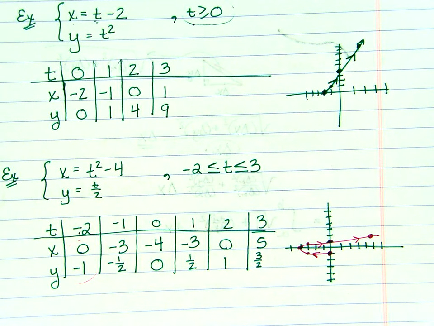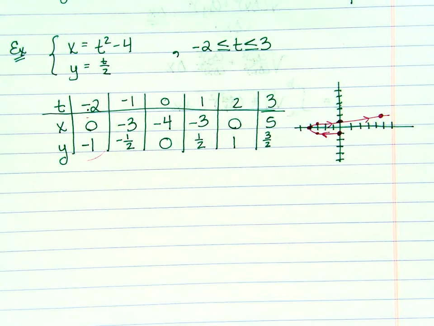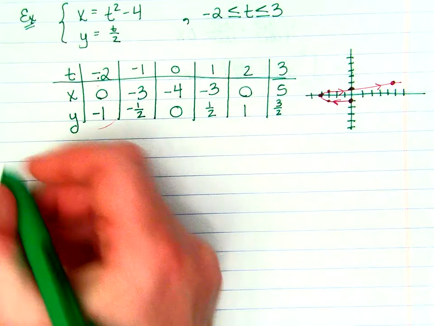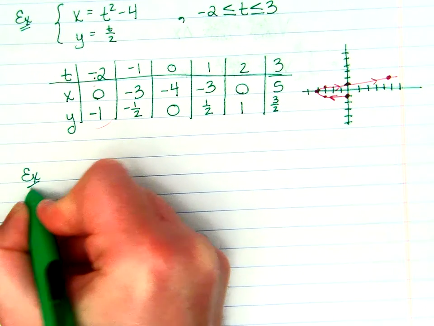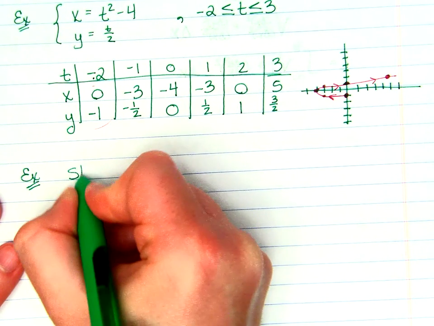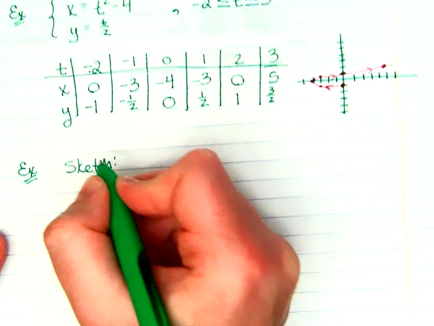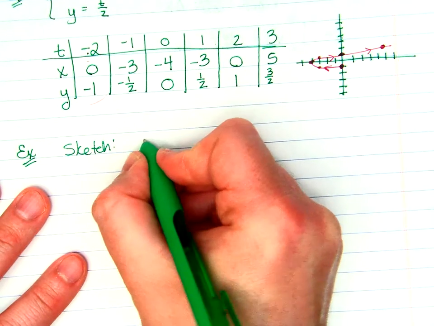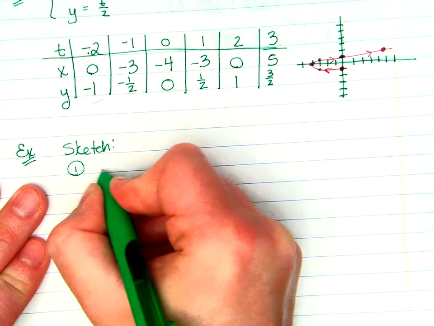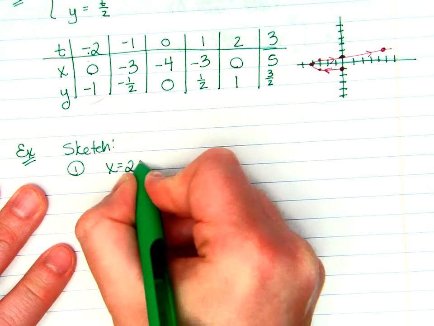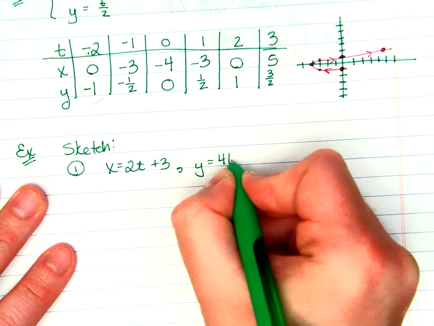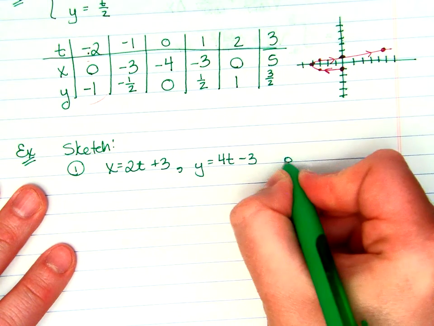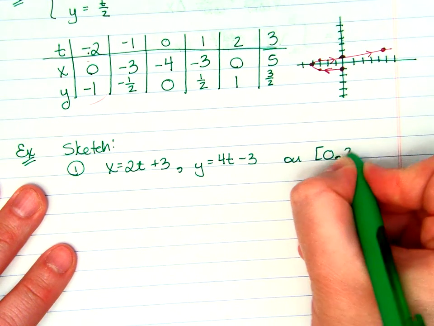Last thing I want to do is just show you how to do a little bit of this on the calculator. I don't know if this is going to work, and if not, I'll bring up the calculator on the computer. Let's see what I can do here with this. Let's try to sketch, using the calculator, the parametric function x equals 2t plus 3 and y equals 4t minus 3 over the interval 0, 3.